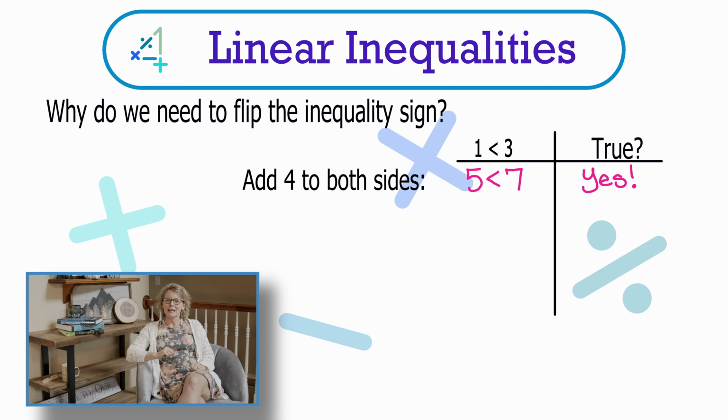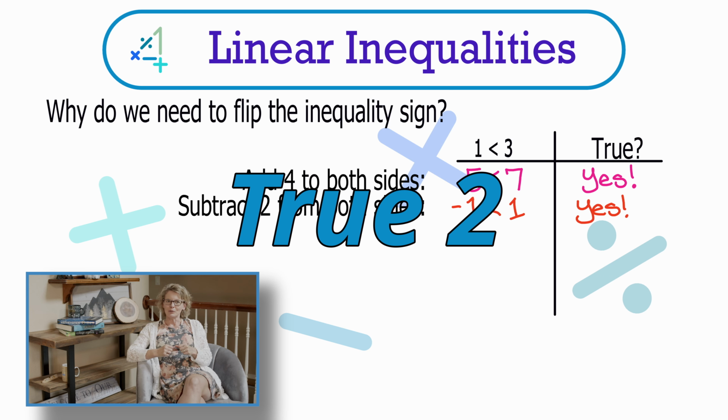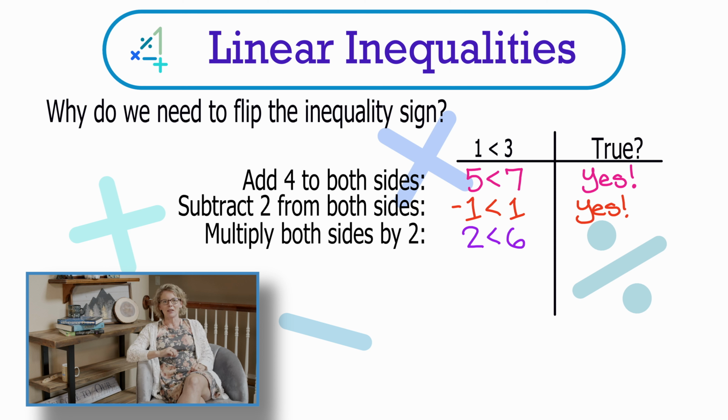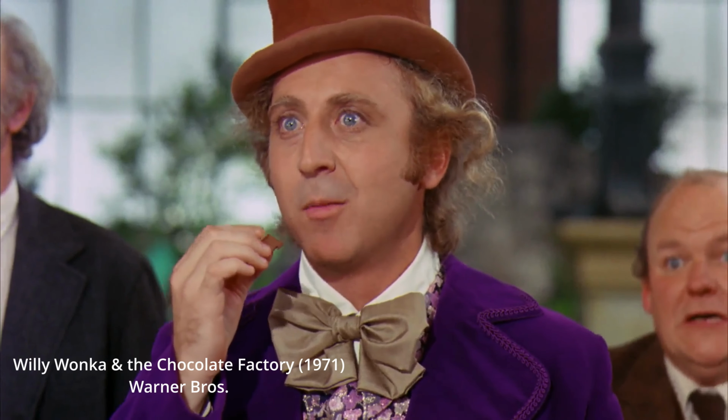Back to my 1 is less than 3 again. Now I will subtract 2 from both sides. Doing a little math, I get -1 is less than 1. Yay, that's true too. Starting with our 1 is less than 3 again, multiply both sides by 2 this time. 2 on this side and 6 on the other side, for 2 is less than 6. True again.